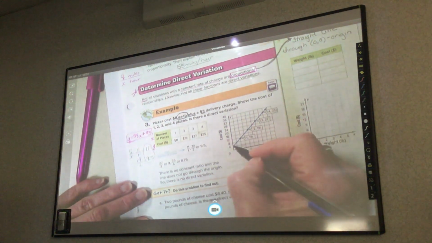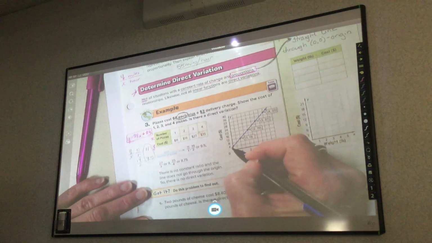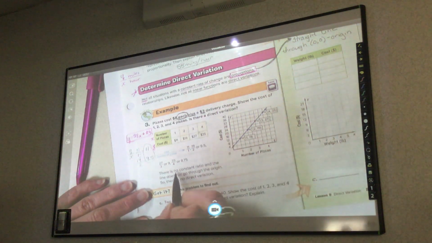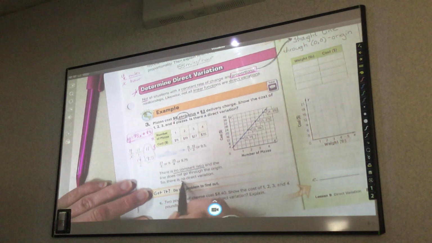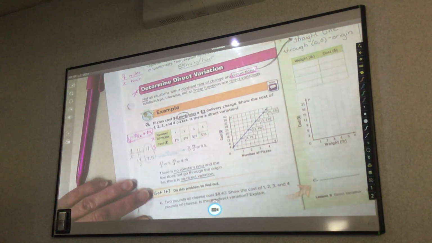And I can look at the graph. Does it go through the origin? No. So if there's no constant ratio, there's no direct variation.